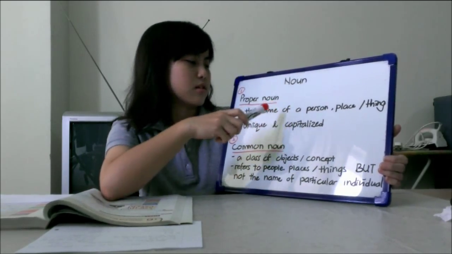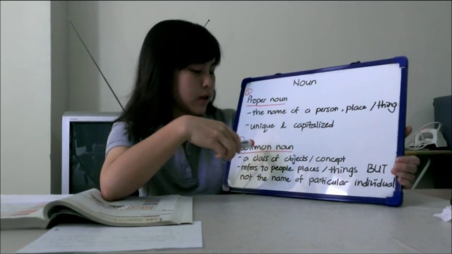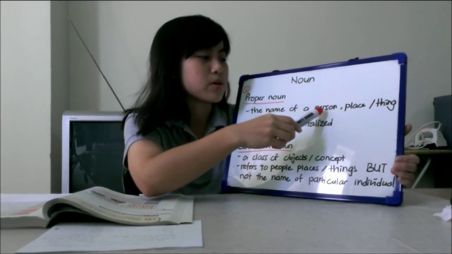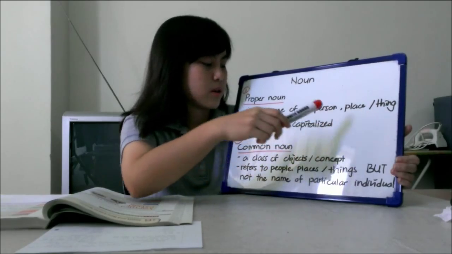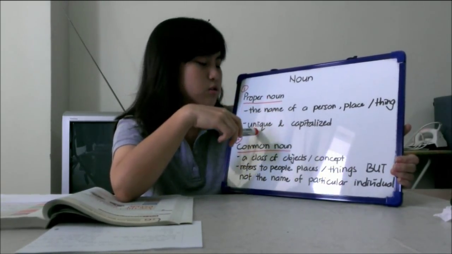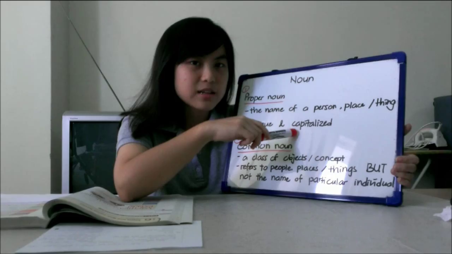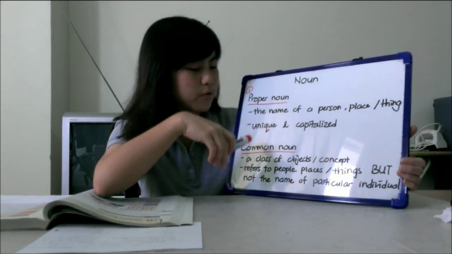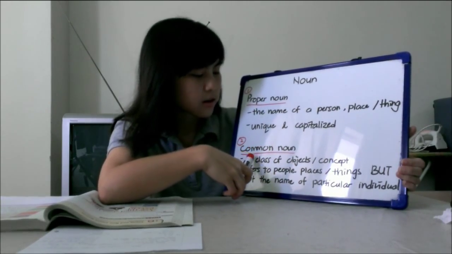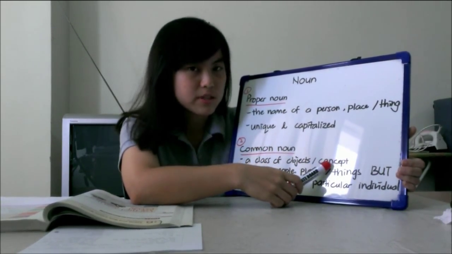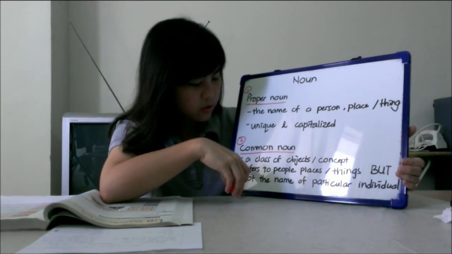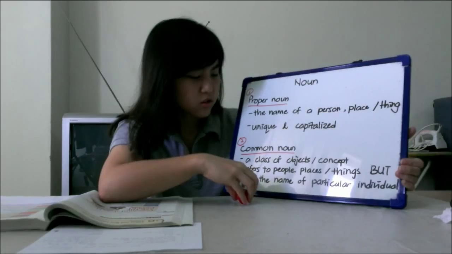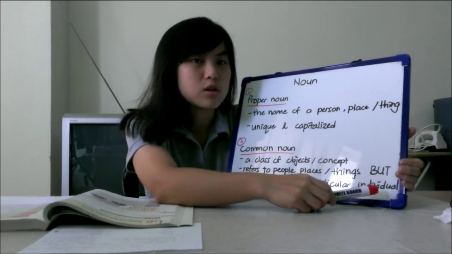A noun is a word that indicates a person, a thing, or a place. Nouns are differentiated into proper nouns and common nouns. A proper noun is a noun that indicates the name of a person, place, or thing. Usually a proper noun is unique, and the first letter of the proper noun is capitalized. A common noun is a class of objects or concepts, and it refers to people, places, or things, but a common noun is not the name of a particular individual.